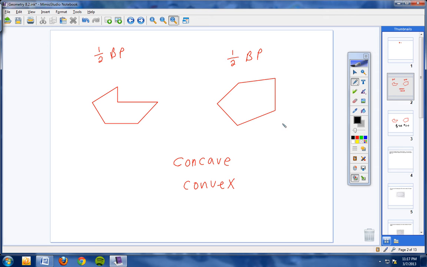Okay, here we go. If you extend this side right here up and down, it goes on the inside. Thus, this is the concave one. Over here, I don't care how many sides you extend, none of them will go inside the polygon. None of them will. You can extend them as far as you want to, but none of them go on the inside. This is convex.